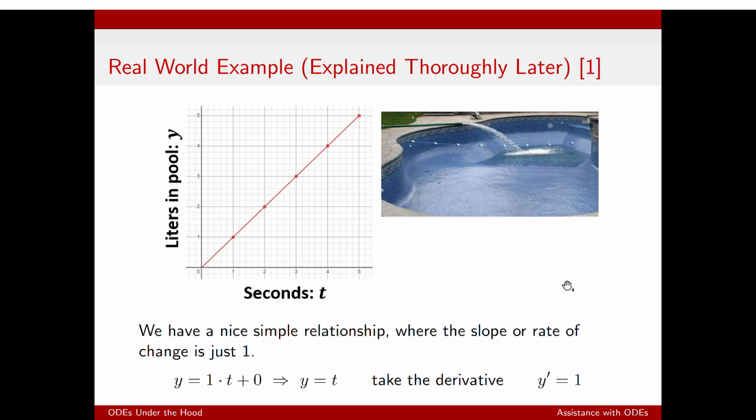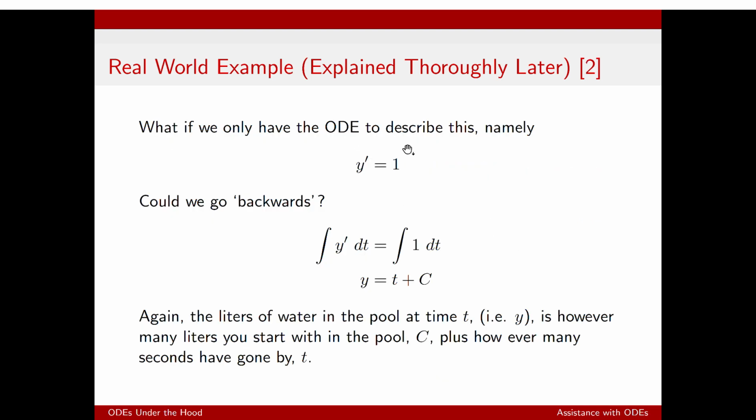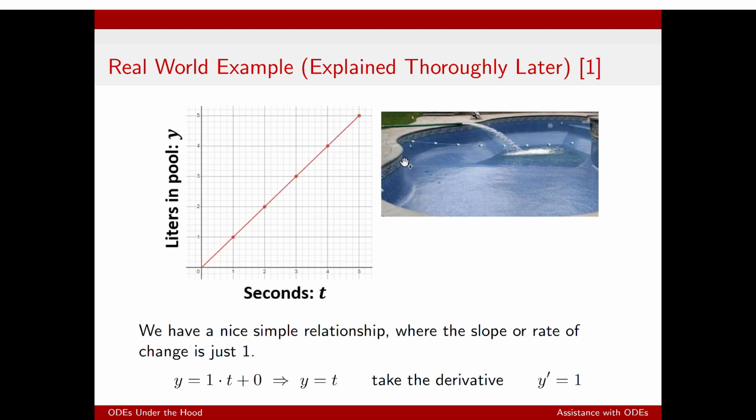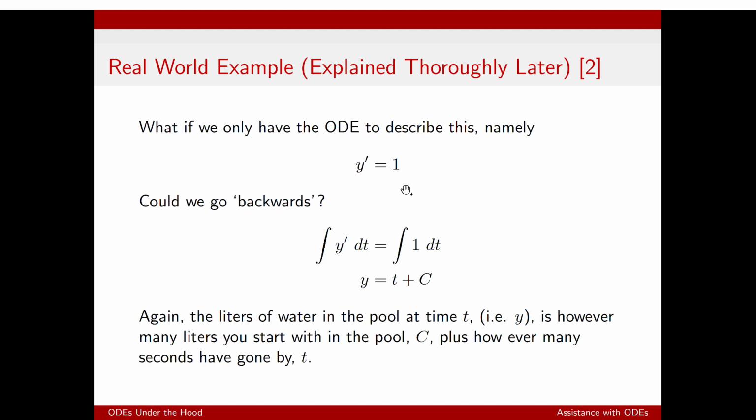But what if we only have the ODE, right? In this setup, I'm telling you, okay, we start at 0, we start putting water in there, great. But what if I only have this piece here? In order to figure out that equation, can we go backwards? And in this simple example, we can, right? If we take an integral of 1, we'll get to this equation here, y equals t plus c, and we'll have solved this equation, right?